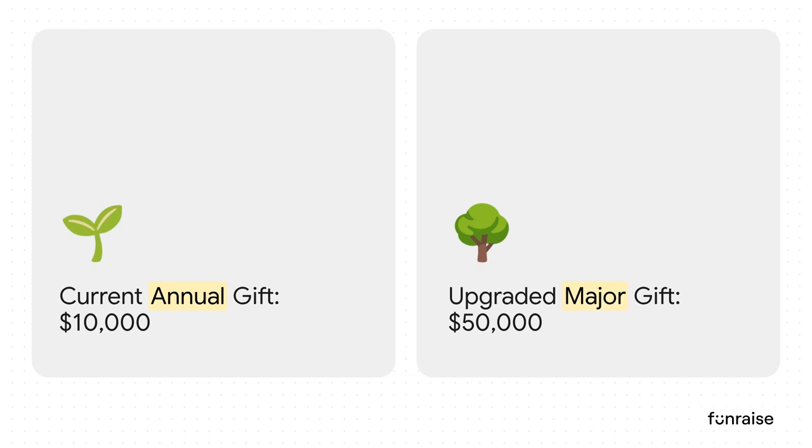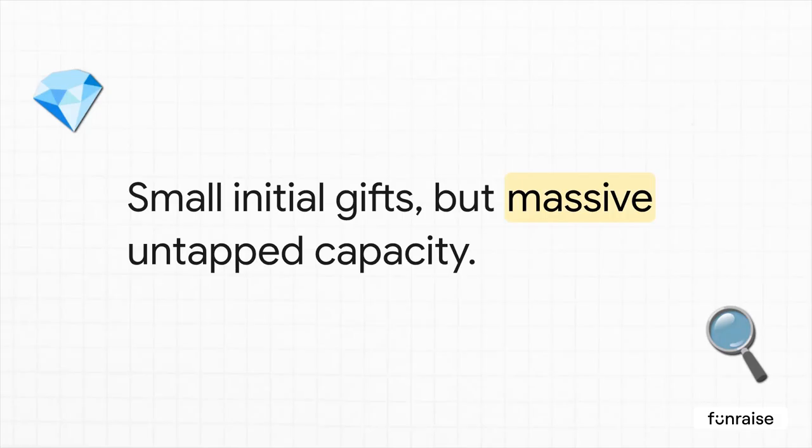Troy shared this amazing story about a donor who was already generously giving $10,000 every year. But after their wealth profile flagged a really deep affinity for environmental causes, Troy pivoted the conversation to talk about sustainable farming. And the result? Boom. That donor enthusiastically upgraded to a $50,000 major gift. Just like that.